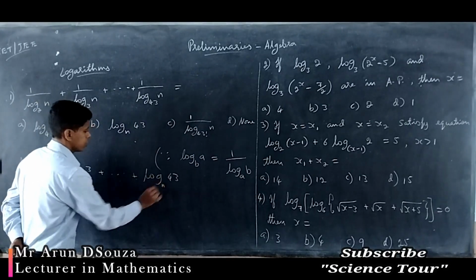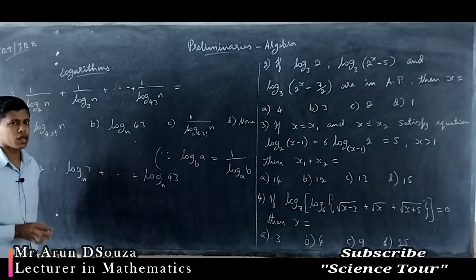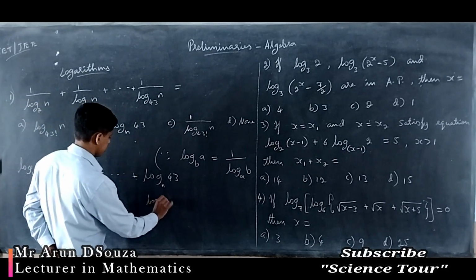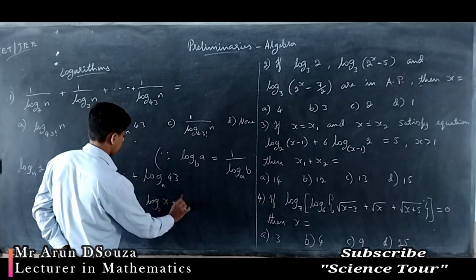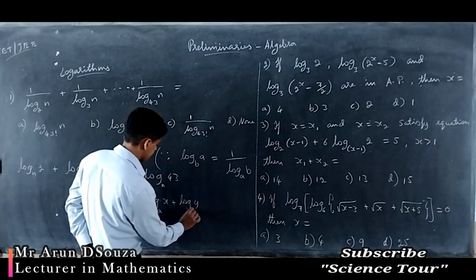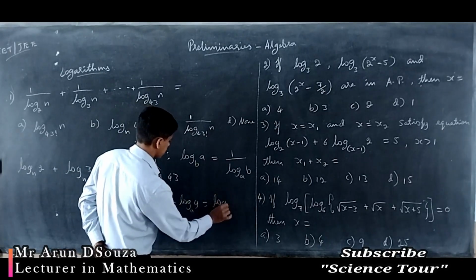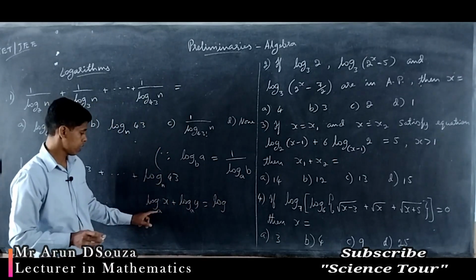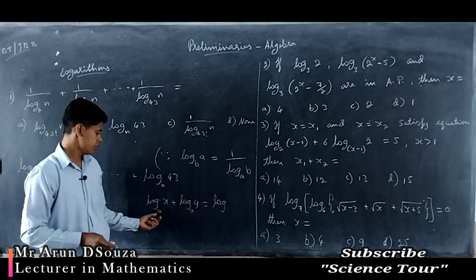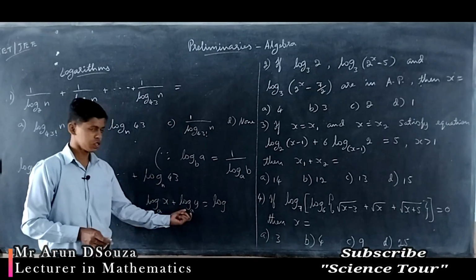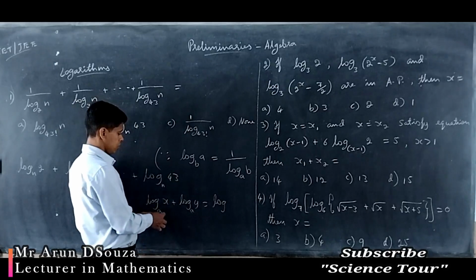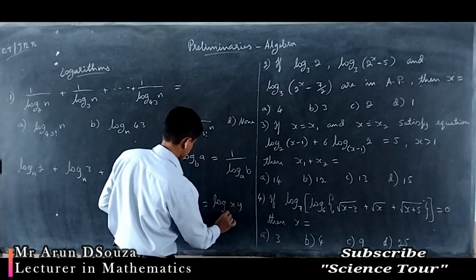Now you have the next formula, that is log x plus log y. I'll write base a. Base can be anything, but that doesn't mean that you can have separate bases. You should have the same base in both places. If you have 2, then you should have 2. You can have 3 also, you can have 4 also, you can have any base but the same base in both places. So log xy to the base a.